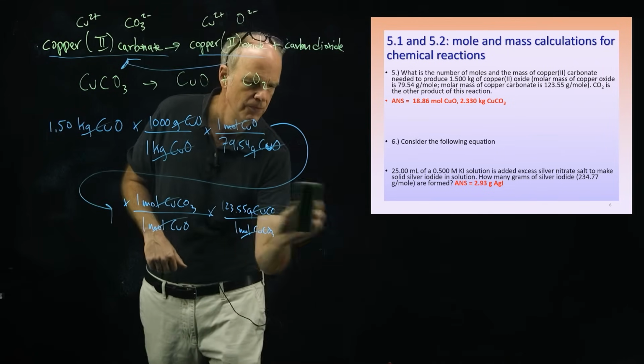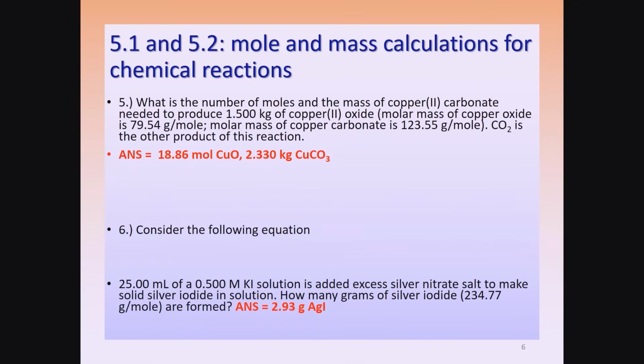Last problem. The last one's a little weird, but actually it's not too difficult to solve once you figure out what to do. We're given an equation here. Let me first write that equation on the board. So we have potassium iodide plus silver nitrate. I'm going to leave out the state symbols just to make my life easier. And we have potassium nitrate and silver iodide.